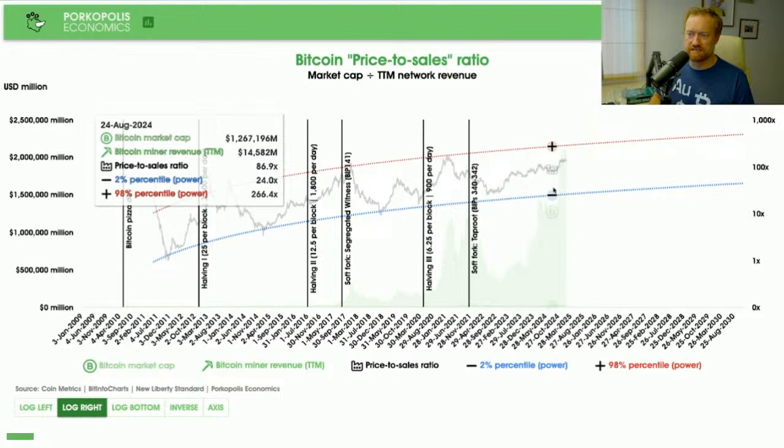Anyway, to continue on where we are with the PSR, we're getting high, but we're not at the very top echelons of this band. So a 98 percentile power curve PSR ratio would put us at 280x. That is, market cap is 280 times the trailing 12-month revenue of miners. That would be a 98 percentile move. Where are we right now? 135x.